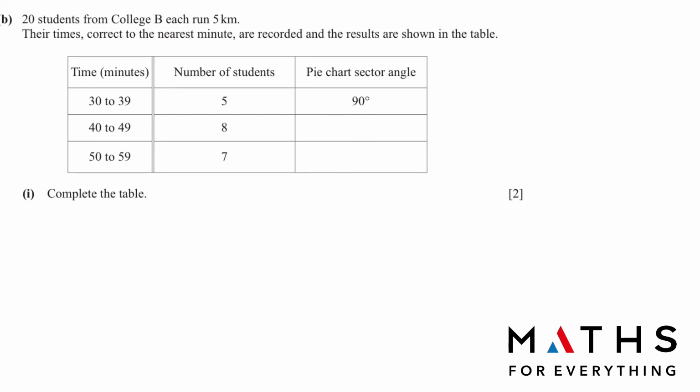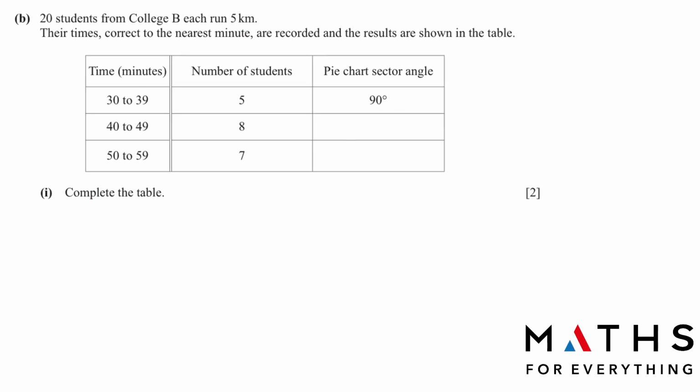Now moving on to part B. 20 students from College B each run 5 kilometers. Their times correct to the nearest minute are recorded and the results are shown in the table. So this is the time, this is the number of students, and the pie chart sector angle has been given to us. We have to complete the table. To find the sector angle, we take the value that we have here, 8, the number of students' frequency, over the total frequency, and multiply by 360. This will give us 144.